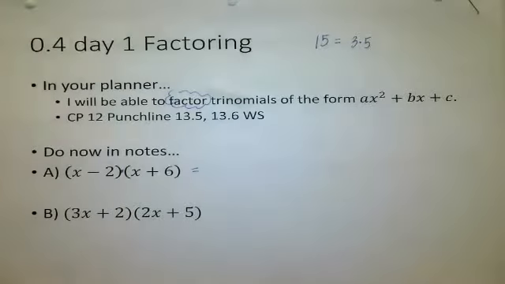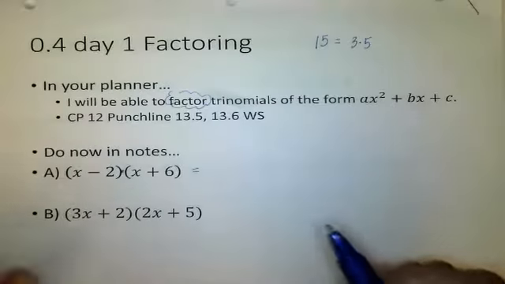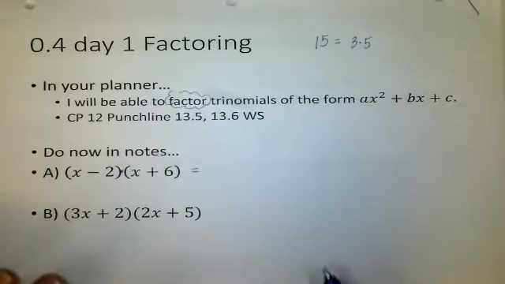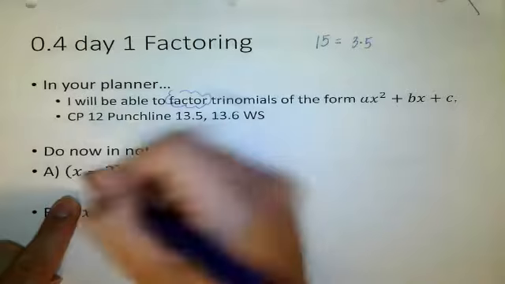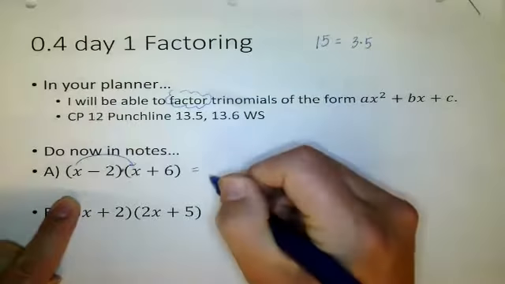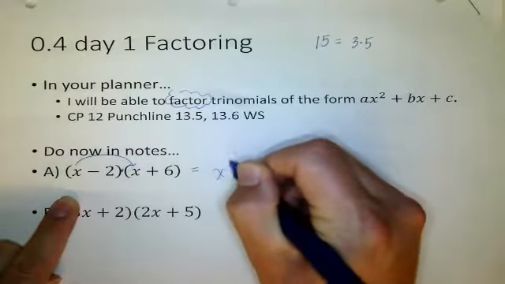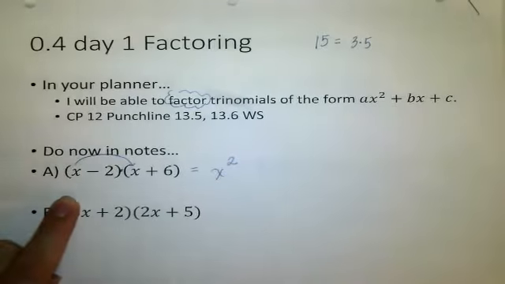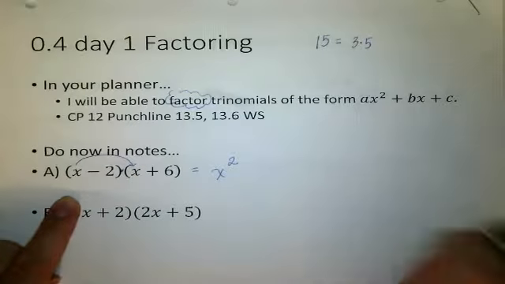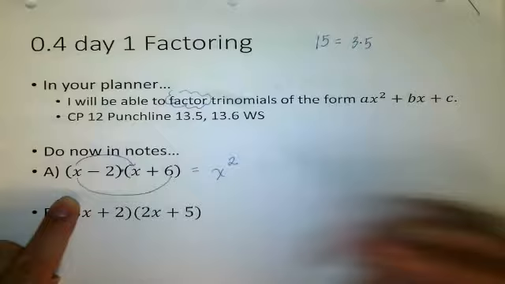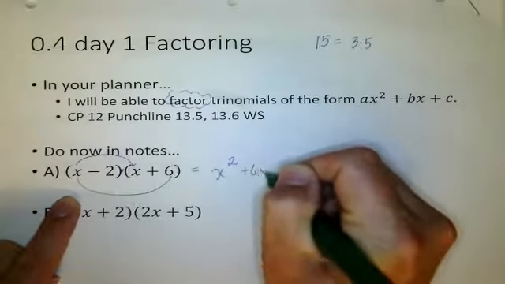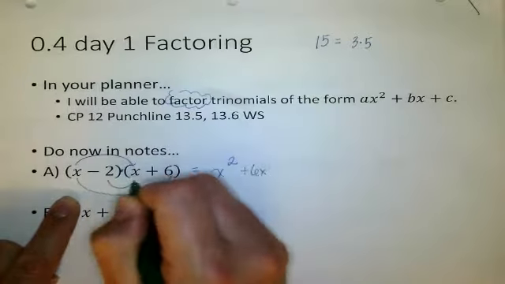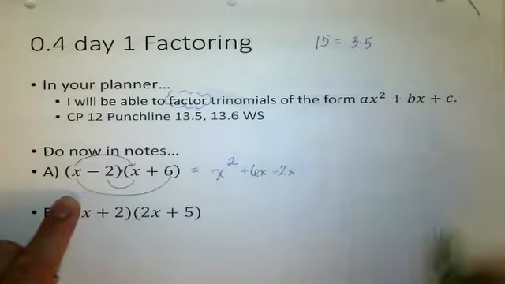Okay. So I asked you, what would you do first here to multiply? X times X. Very good. And we know X times X would be X squared. Good. And then what would you do? X times 6, which is 6X. And then what? Negative 2 times X, or negative 2X.